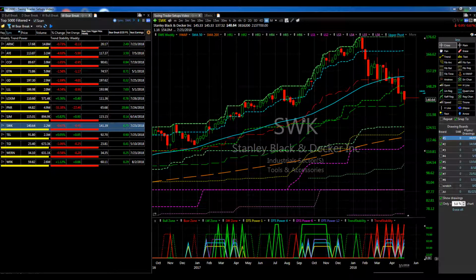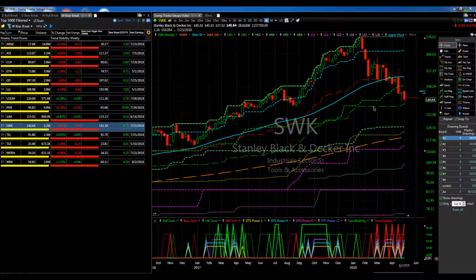This is an example, SWK, of a stock that's on the weekly bear list. It moved in there today, but it's actually just momentum in this downward trend. So when you get that kind of movement into the bear, you may be finally reaching the lows here. This is about a 61.8 fib retracement on a bigger picture here.